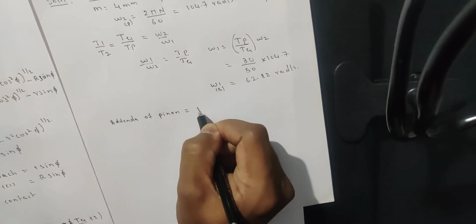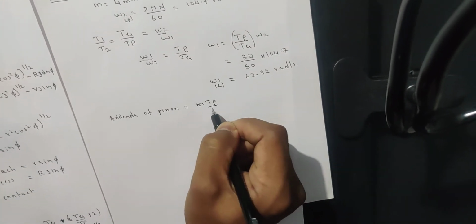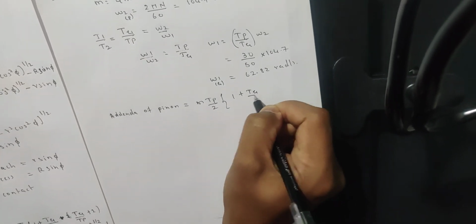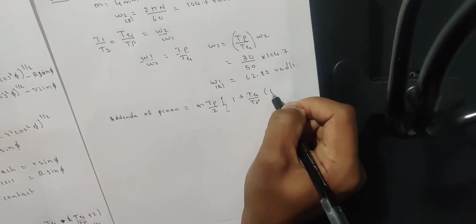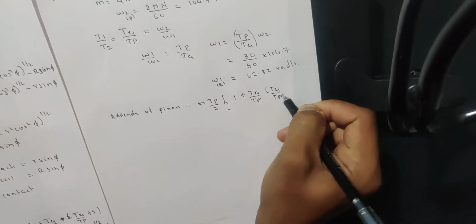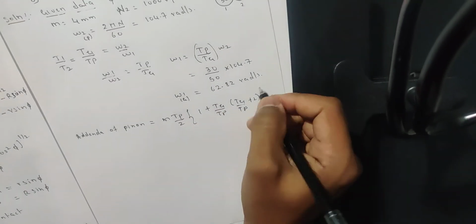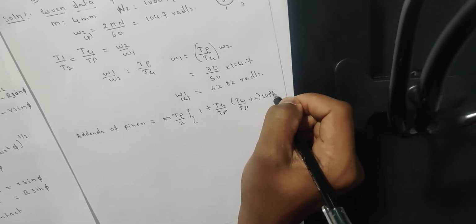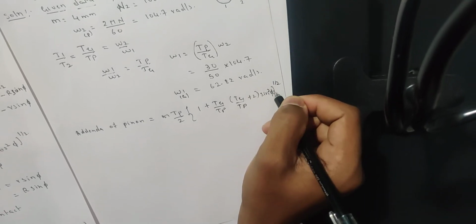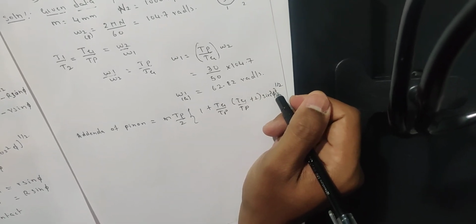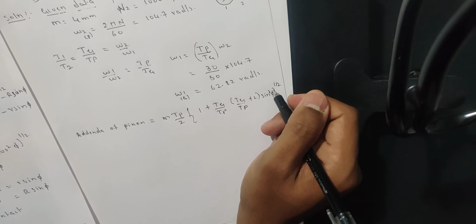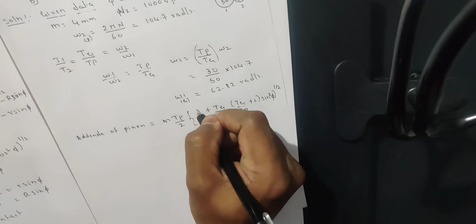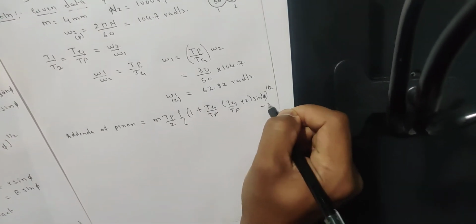It is nothing but module into number of teeth divided by 2, into 1 plus Tg by Tp into Tg by Tp plus 2 sine square phi, raised to 1 by 2, that is the root here. That will be the root from this end to this end, minus 1.